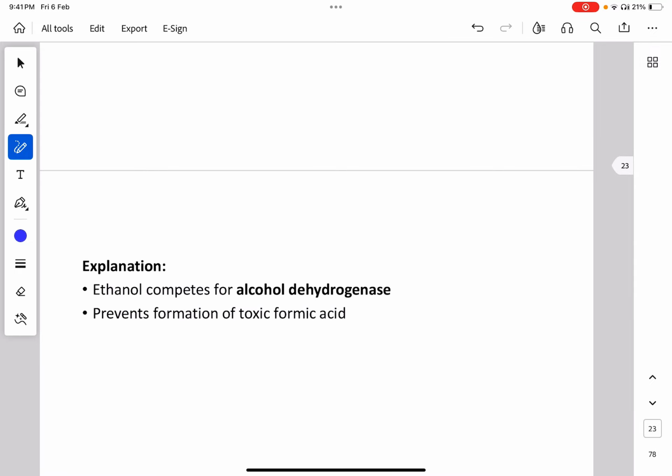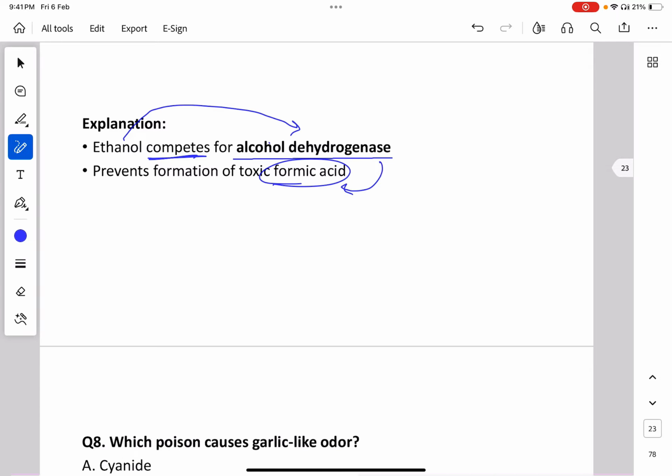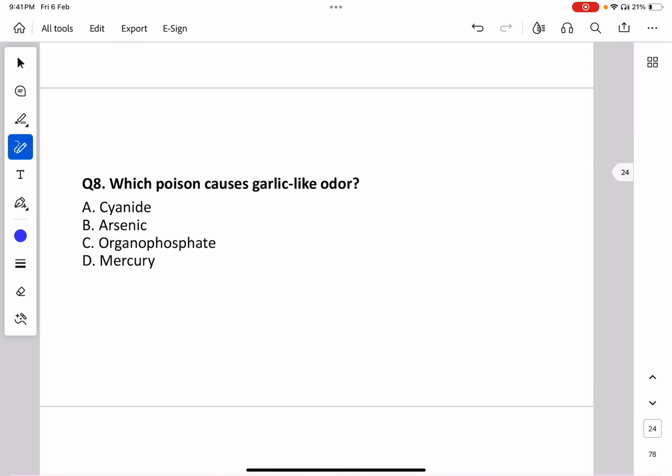Now, how does ethanol work as an antidote? It competes for alcohol dehydrogenase enzyme, and hence it prevents the formation of formic acid. The toxic compound is formic acid, not the methanol, and ethanol competes with alcohol dehydrogenase. So this is again an important point. Each of these lines can be asked as MCQ.